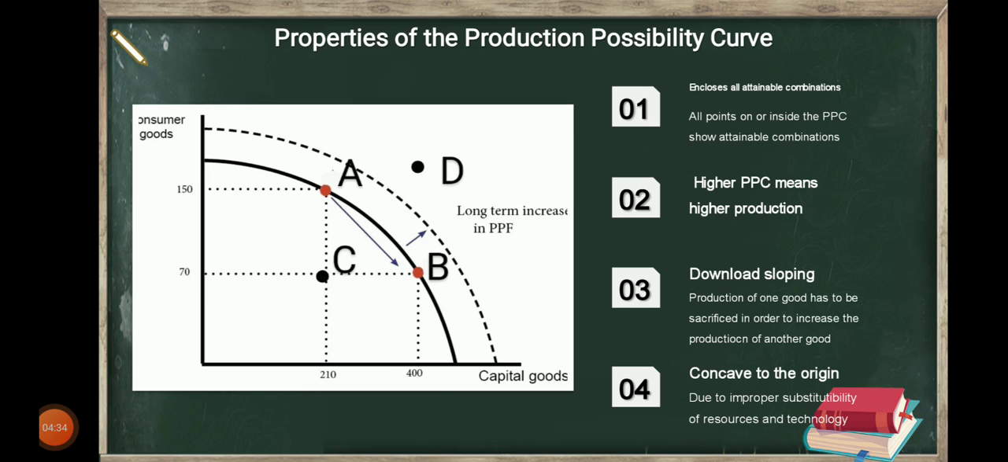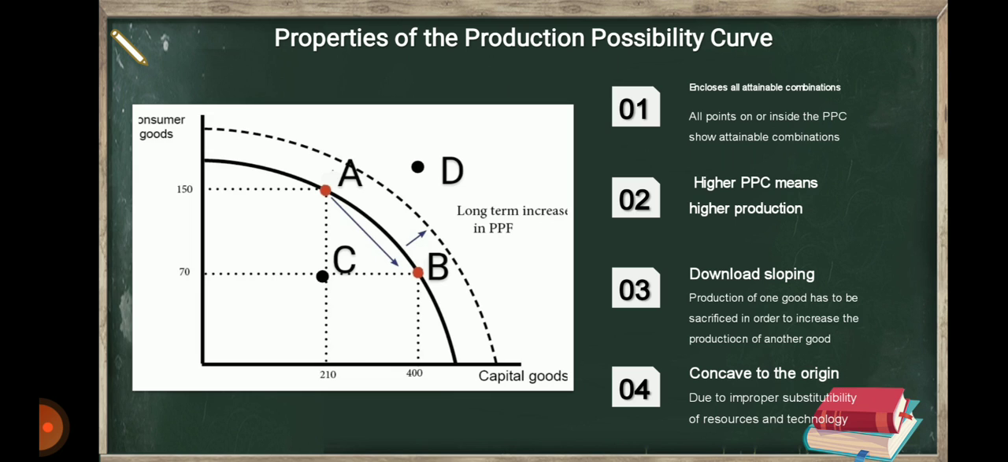Now, the next main property of PPC is that all the points on or inside the PPC are attainable. Okay, now there are 4 points which are labeled A, B, C and D. A and B lie on the PPC. That is, when the given resources and technology are used optimally, we can produce either A combination of goods or B quantity of the two goods. But if they are not used optimally, we will move to a point inside the PPC, for instance point C. But think of point D. What about point D?